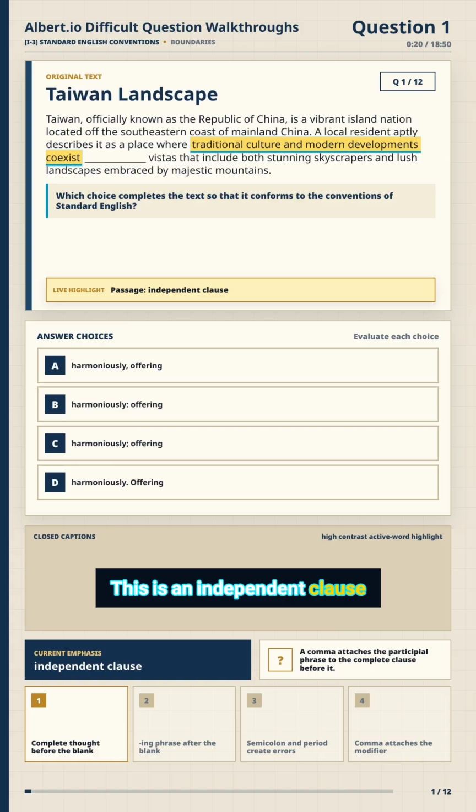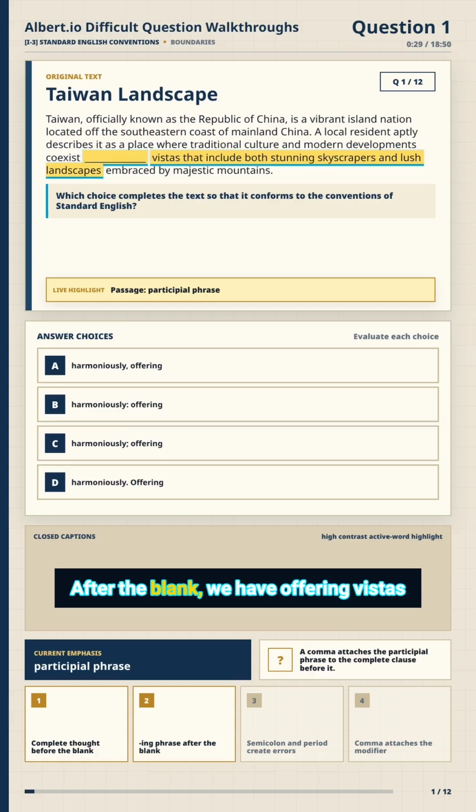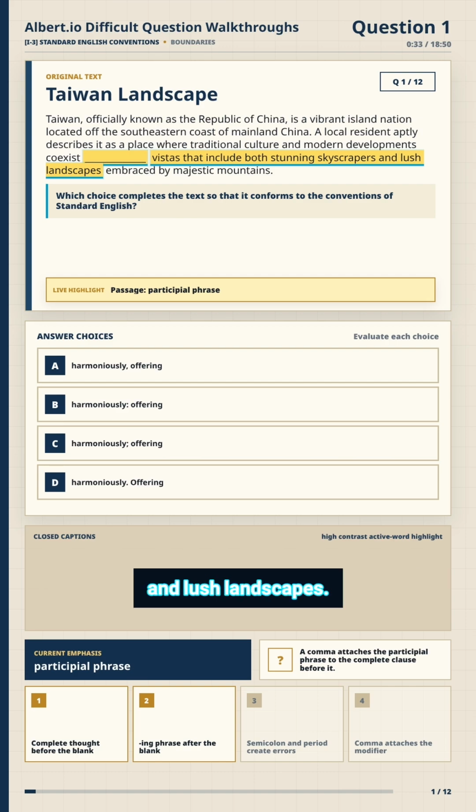This is an independent clause because it has a subject, traditional culture and modern developments, a verb, coexist, and it expresses a complete thought. After the blank, we have: offering vistas that include both stunning skyscrapers and lush landscapes. This is a participle phrase.